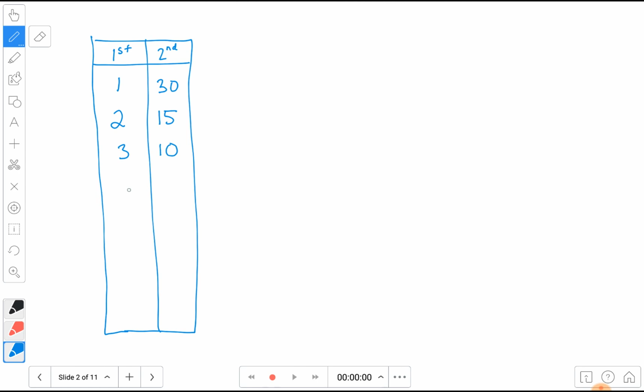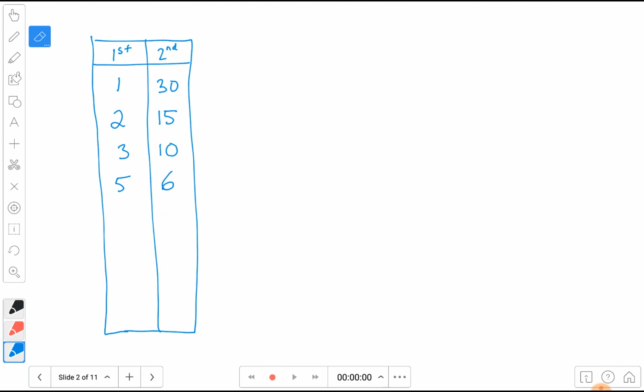We could try 4. 4 times no whole number, no integer, gives us 30. So 4 is not in this list. It has to be a whole number times a whole number. It has to be multiplication of integers. 5, however, is on the list because 5 times 6 gives us 30. And we could keep going because 6 times 5 is also 30, but this factor pair is already here. The numbers 5 and 6 are already here, so we don't need to write them twice.